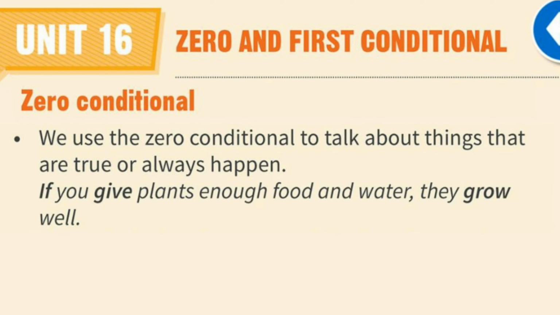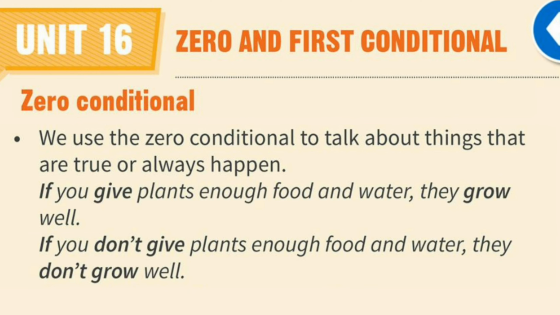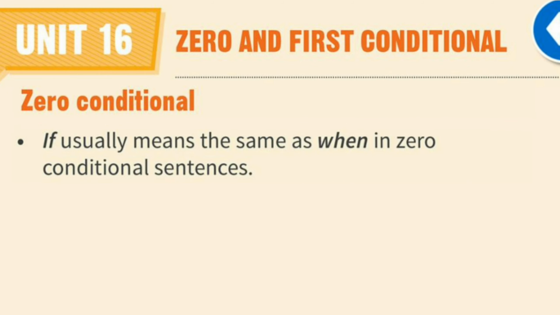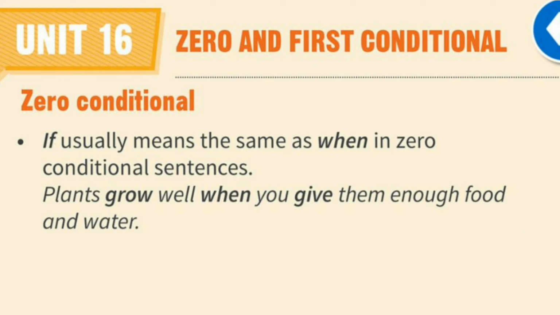If you give plants enough food and water, they grow well. That's always true, or that's usually true. As is the contrary. If you don't give plants enough food and water, they don't grow well. If usually means the same as when in the zero conditional. Plants grow well when you give them enough food and water. It's the same as saying plants grow well if you give them enough food and water.